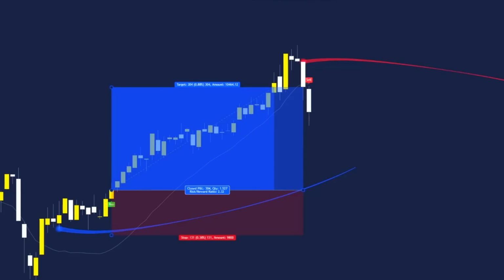And there we go, price hit take profit again, this time for a 2.32 risk to reward ratio. So overall, this is a very good outcome so far.